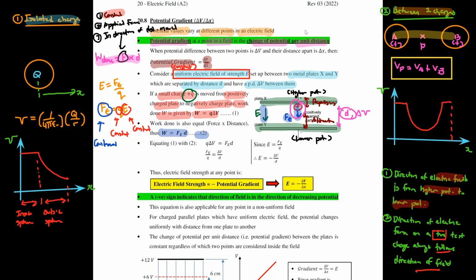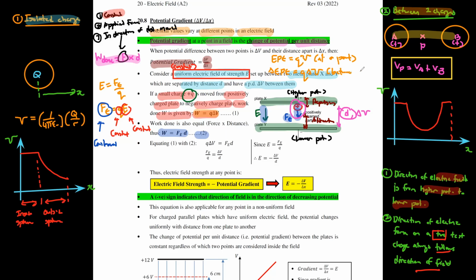Now for equation number 1, where I told you that the work done is equal to Q delta V, this one actually came from what we did last week, or in the last 2 lessons actually. That time I mentioned to you EPE is actually Q times your potential. This is for at a point only. But if you want to find the change in electric potential energy between 2 points, it's actually Q times delta V, or Q times the potential difference between 2 points.